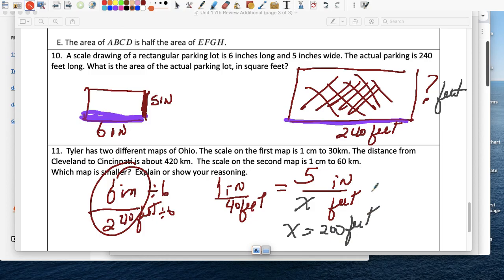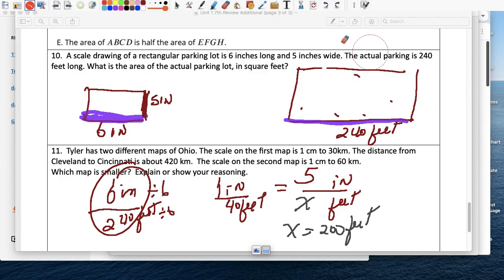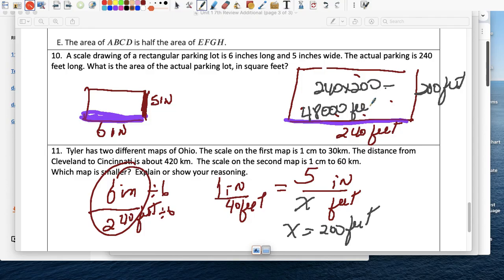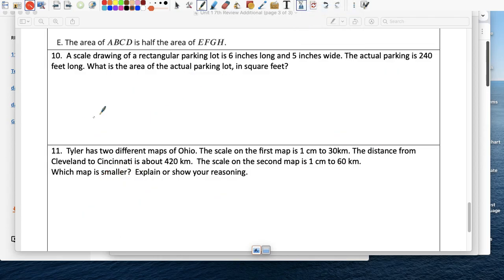Is that the question? No. They are asking us what is the actual area. And to find the area, now that I have all the moving parts, this measures 200 feet. Multiply 240 times 200, and I get a big number. 240 times 200 is 48,000 square feet.